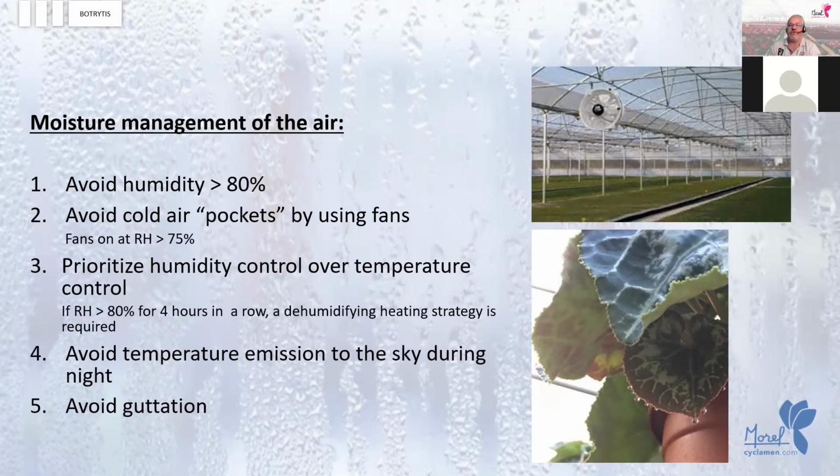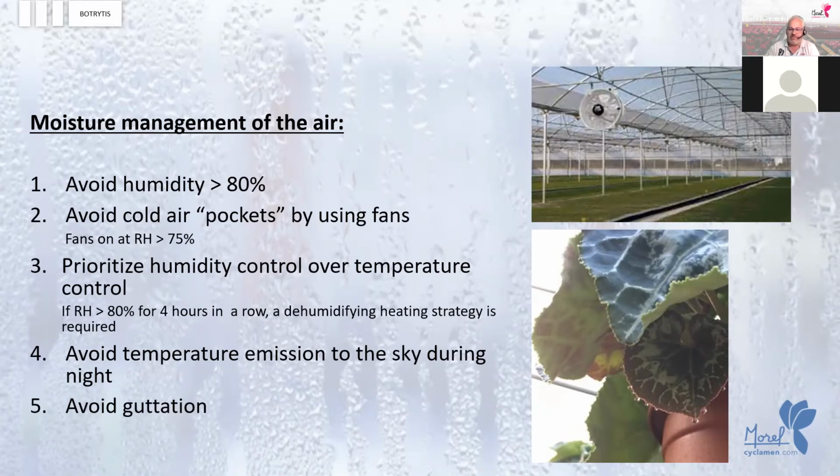But even before you start dehumidifying by cranking in a little bit of temperature, it's good to get the fans in the greenhouse blending the air. So get the fans running at about 75%, and then if the humidity still keeps increasing, turn on some heating as the humidity reaches 80%.